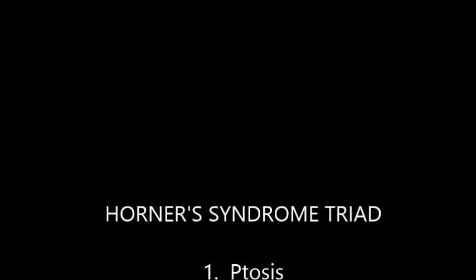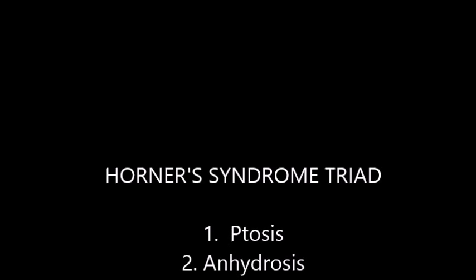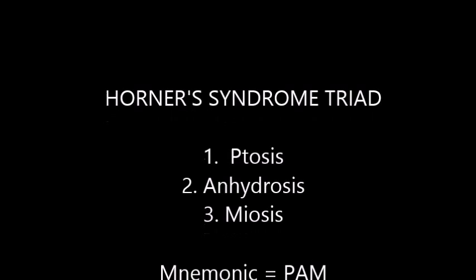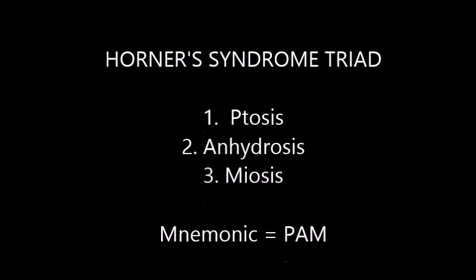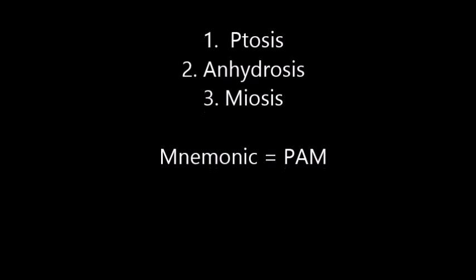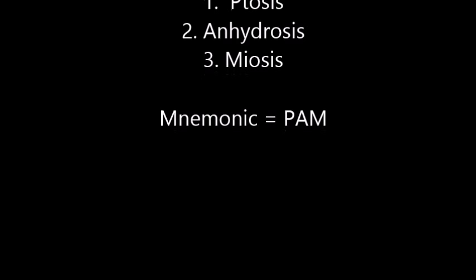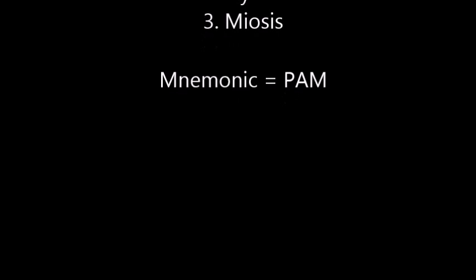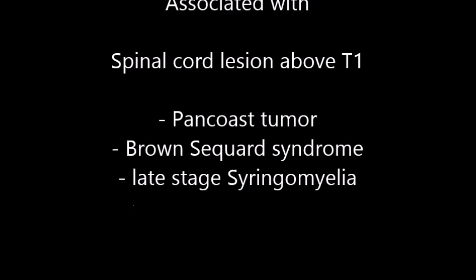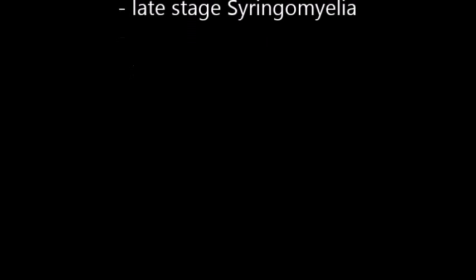Okay, so here we're going to be discussing Horner syndrome, which is categorized by the triad ptosis, miosis, and anhidrosis. Ptosis is slight drooping of the eyelid, in specific the superior tarsal muscle. Anhidrosis is the absence of sweating and flushing on the affected side of the face. Miosis is pupil constriction. It can be associated with Pancoast tumor, Brown-Séquard syndrome, which is cord hemisection, and late-stage syringomyelia.